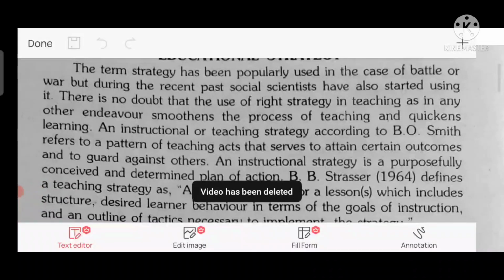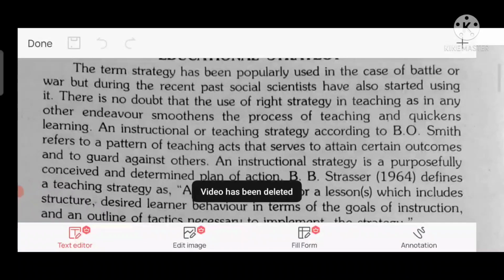In this video, we will discuss an important topic, teaching methods and strategies. At the very first, we will start with teaching strategies. The term strategy has been popularly used in the case of battle or war. But in the recent past, social scientists have also started using it. There is no doubt that the use of the right strategy in teaching, as in any other endeavor, smoothens the process of teaching and quickens learning.